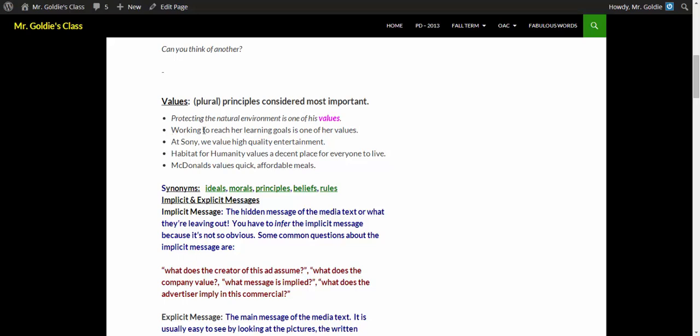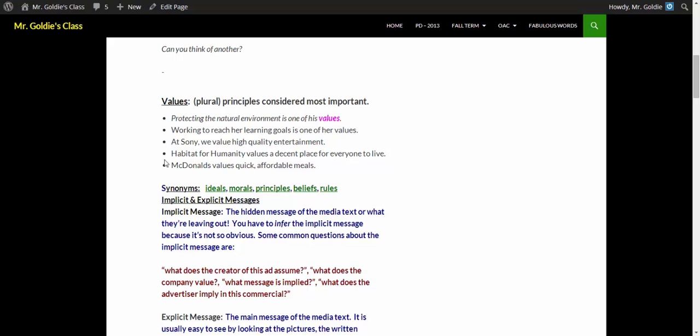Okay, working to reach her learning goals is one of her values, so she finds that important. At Sony, if this were an advertisement, we value high quality entertainment. That might be the motto of Sony. For example, Habitat for Humanity on an advertisement, they write this all the time. Habitat for Humanity values a decent place for everyone to live. So that's why we build homes for people. At McDonald's, they value quick and affordable meals. They feel that's what's important for consumers.